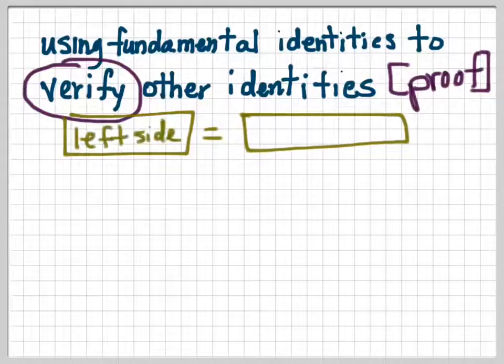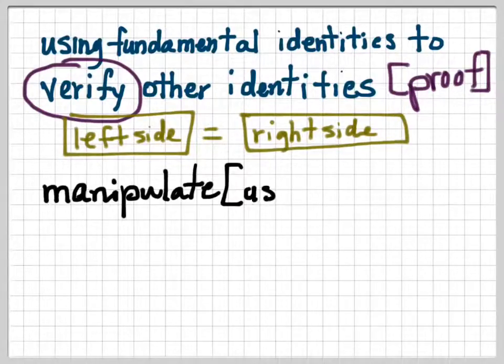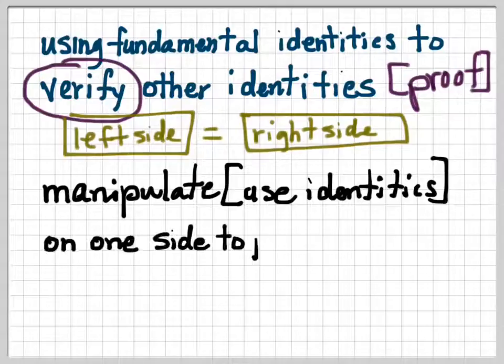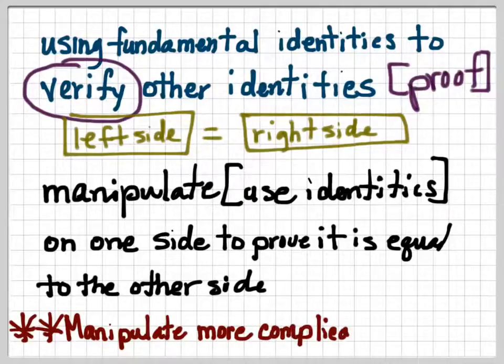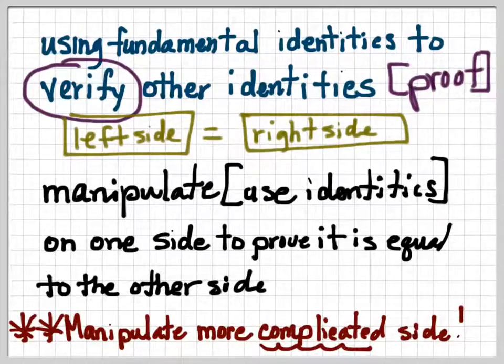If we have two things that are equal, the left side and the right side of a trig identity or an equation, what we want to do is manipulate or use identities on one side to prove it's equal to the other side. And we're going to work a bunch of examples to show you that. You are going to only manipulate the more complicated side. In other words, you're going to have a left side and a right side. You're going to pick which side you're going to work with, and you're going to leave the other side alone until the side you're working with is equal to that.